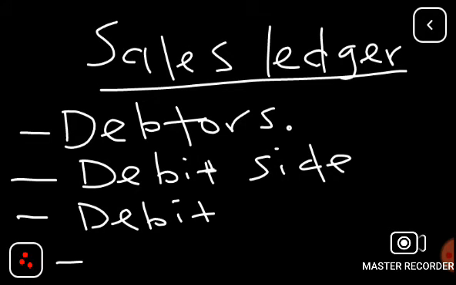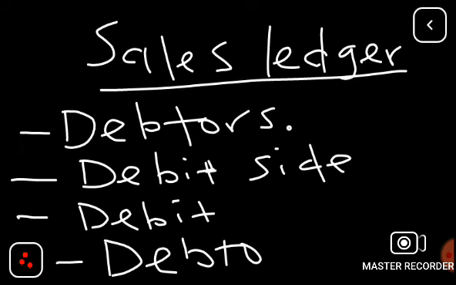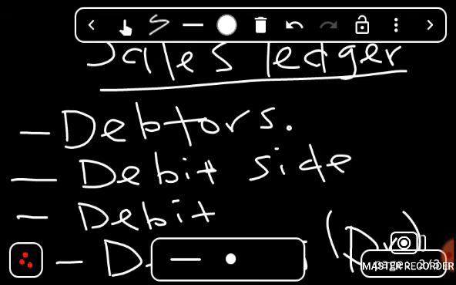And the last important tip is that the debit balance that we have in the sales ledger shall be taken on the trial balance as debtors on the debit side of the trial balance. These 4 tips will help you in everything that you are doing in accounts.